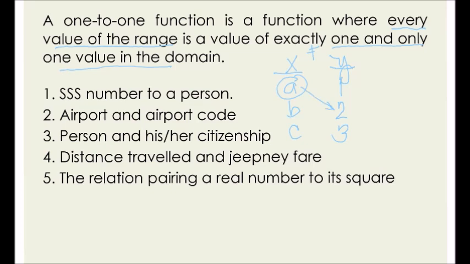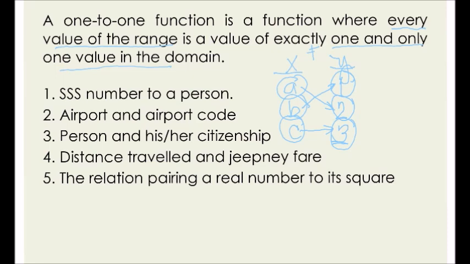So for example, A will have 2 as its pair. And 2 should have only A as its pair. No one else in the domain. B, if its pair is 1, then it should only be 1. And 1, its pair should only be B on the domain. C should have only 3 on the range as its pair, and at the same time 3 should only have C as its pair in the domain. That's why it's called one-to-one. They should have no other pair involved.